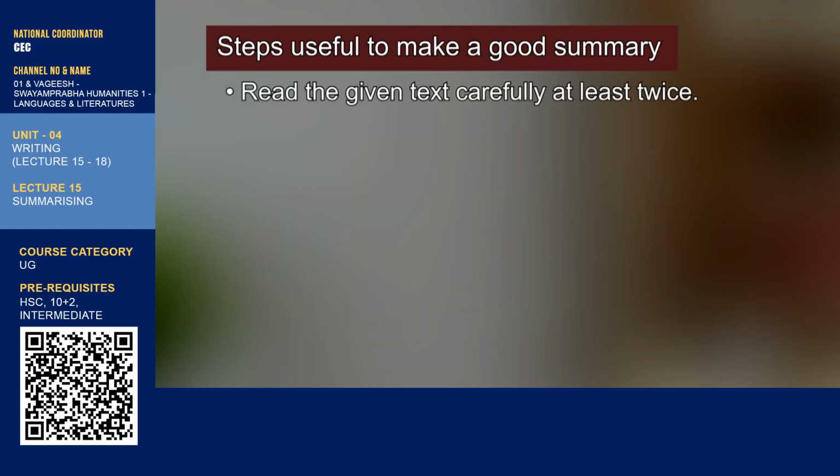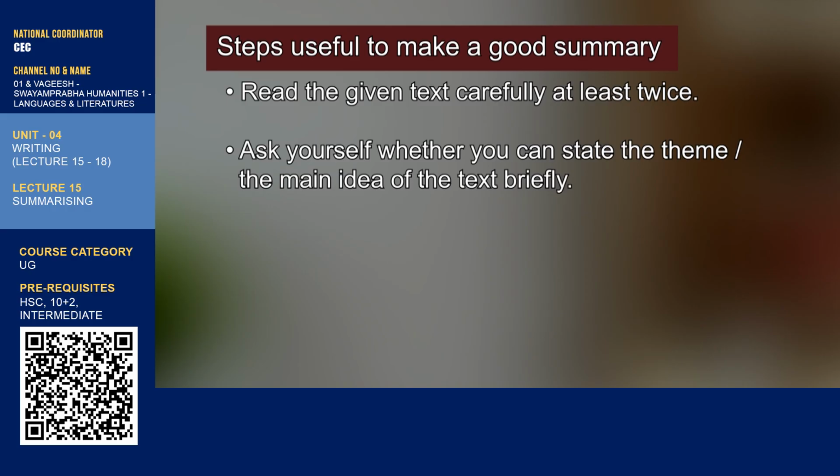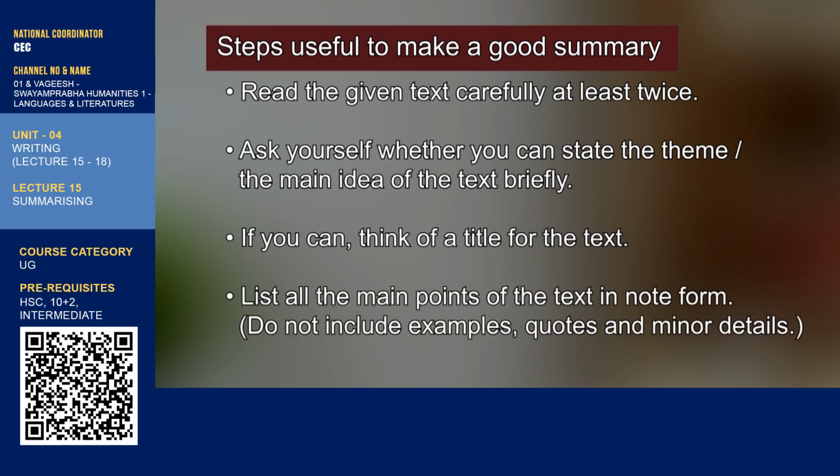What is the process involved in summarizing a text? You need to follow a few steps here to make a good summary. First, read the text carefully, at least twice. Ask yourself whether you can state the theme, the main idea of the text briefly. If you can, think of a title for the text. Then, list all the main points in note form.